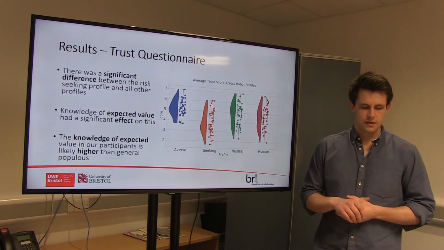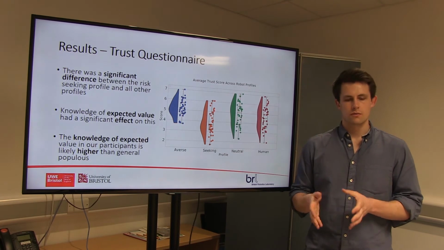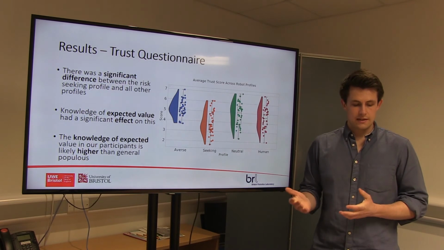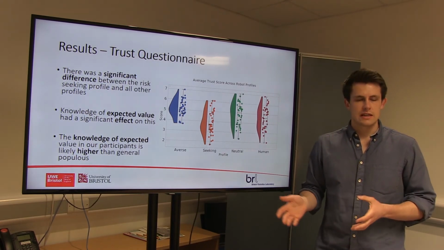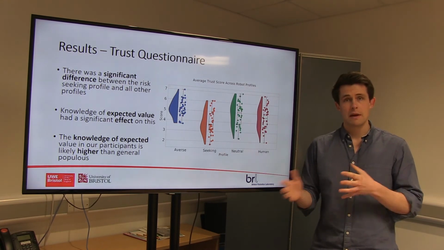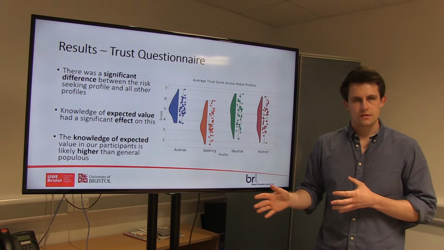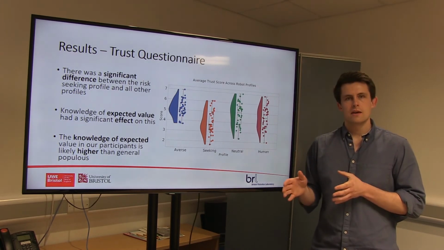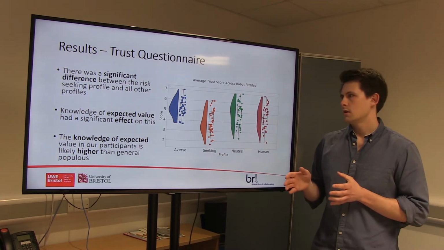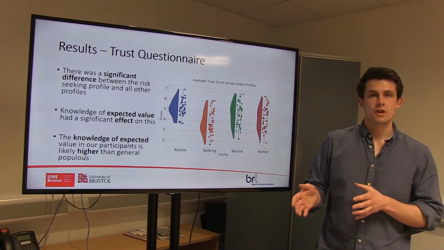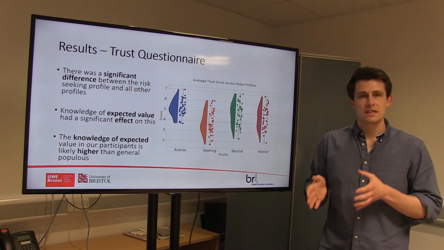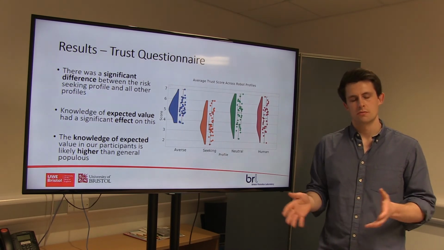From the trust questionnaires, we found that there was a significant difference between the risk-seeking profile and all the other profiles. This again suggests that a risk-seeking robot is significantly less trusted than the rest. The other interesting thing that we found was that knowledge of expected value affected their trust scores in the questionnaire. Particularly, it meant that participants with knowledge of expected value rated the human approach lower. And we think this is because, from feedback, they believe that expected value is the way a robot should approach risk.